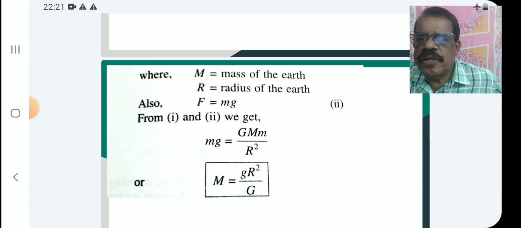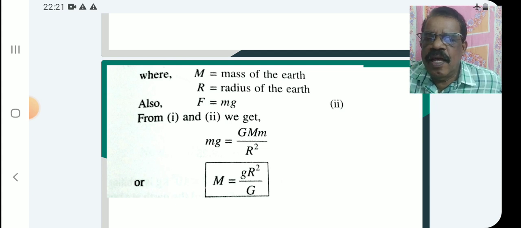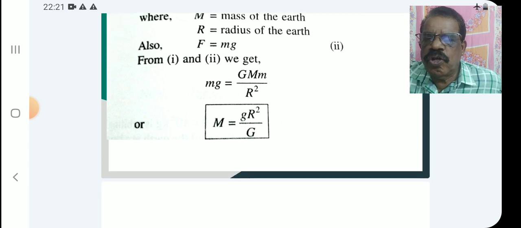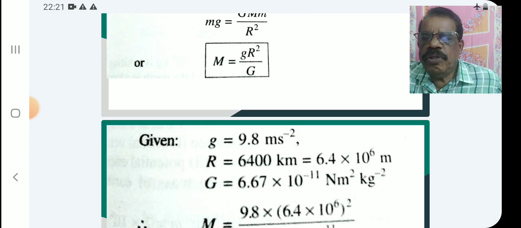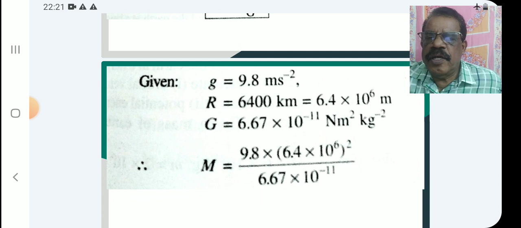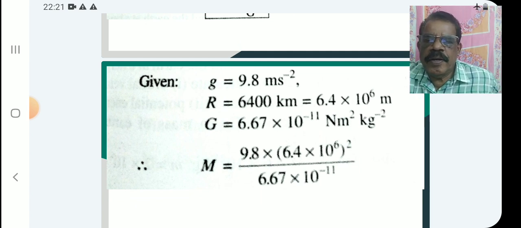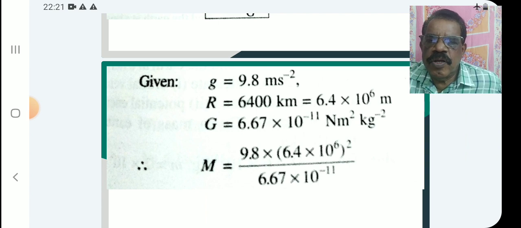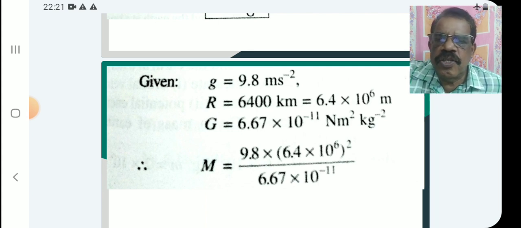These two are to be equated. mg is G M m by R square. m will cancel, and from that we get capital M is equal to g R square by G. Put the values: small g is 9.8 meter second raised to minus 2, capital R, the radius of Earth, is equal to 6.4 into 10 raised to 6 meter, and capital G is 6.67 into 10 raised to minus 11 Newton meter square kg raised to minus 2.